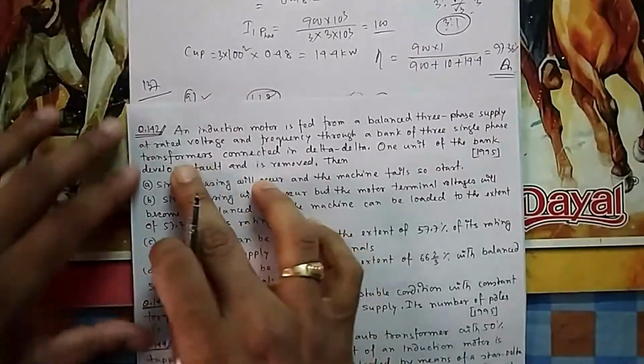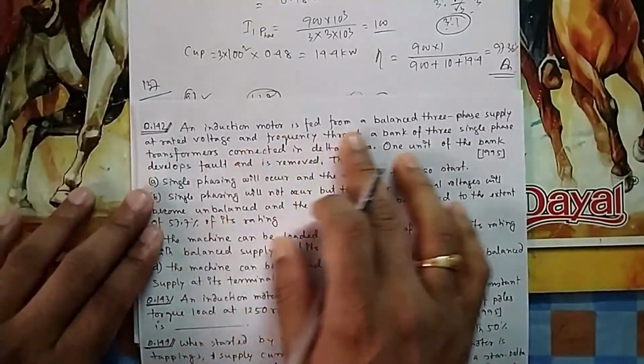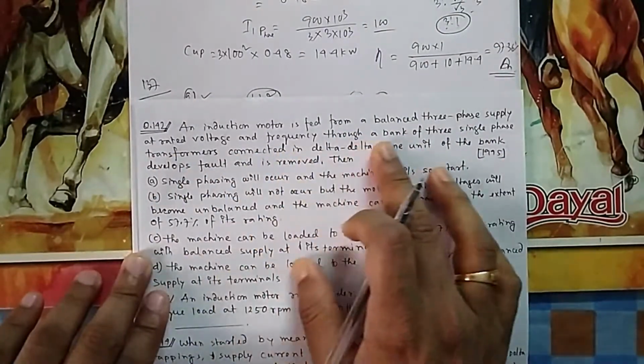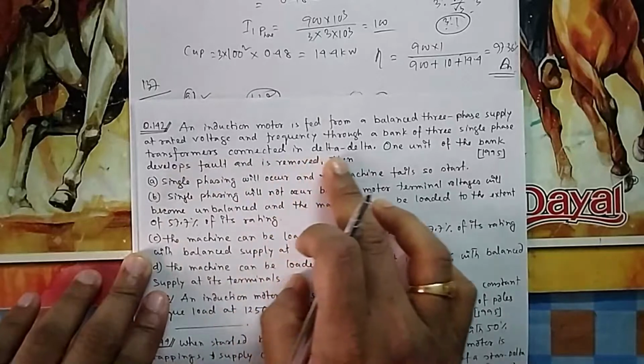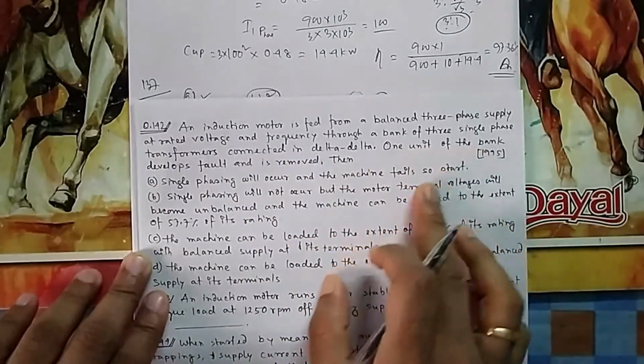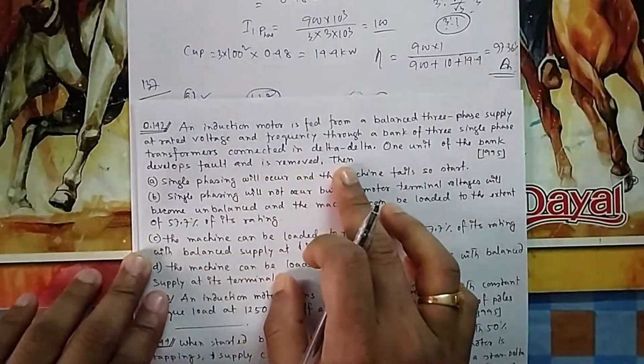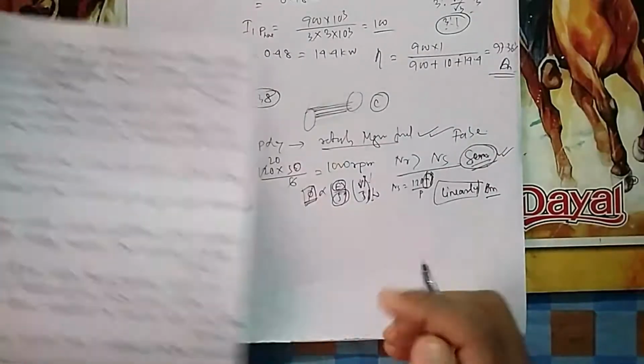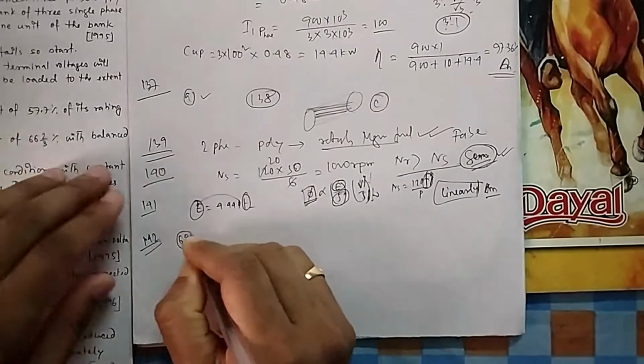Now if you come to question number 142: an induction motor is fed from a balanced 3-phase supply at rated voltage and frequency through a bank of 3 single-phase transformers connected delta-delta. 1 unit of the bank developed a fault and is removed. Then, I think we have discussed this type of question in question number 69. You can check this one in transformer.